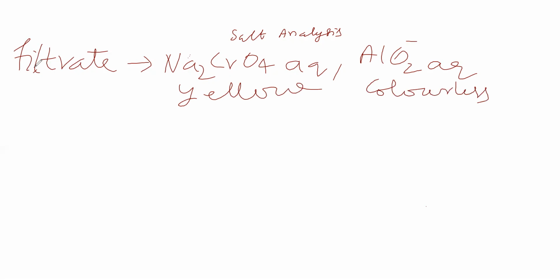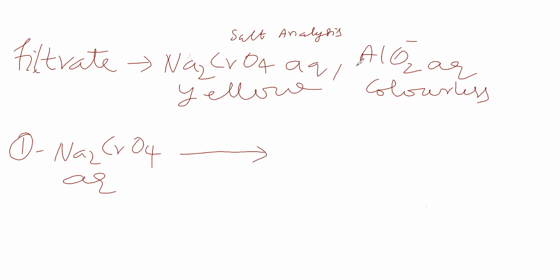Now, how to analyze the chromium? That we'll see. First we'll take one part of this sodium chromate solution. To this, we will add a dilute acetic acid solution.